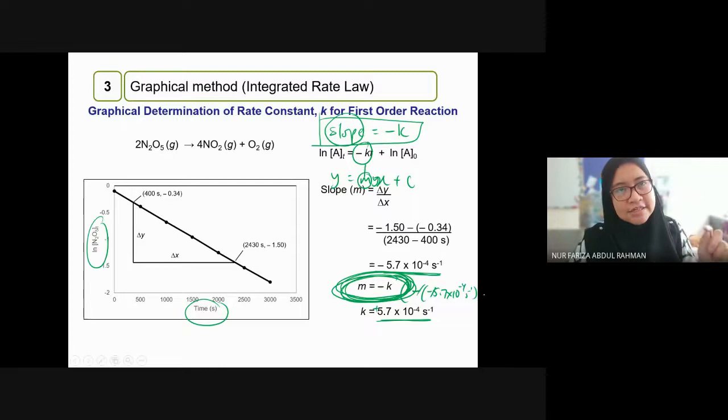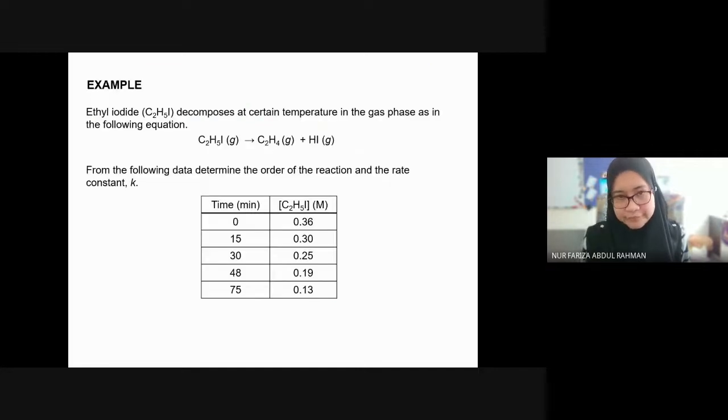bila kena buat graph, confirm, especially kalau straight line, confirm mesti kena calculate slope. Okay, so subject to whatever courses that you are in, you mesti kena relate. Katakan dalam chemistry, slope tu represent apa? In this case, it is rate constant. Tapi kalau subjek lain, bio ke apa, slope tu represent apa? Dia mesti ada interpretation of the slope.